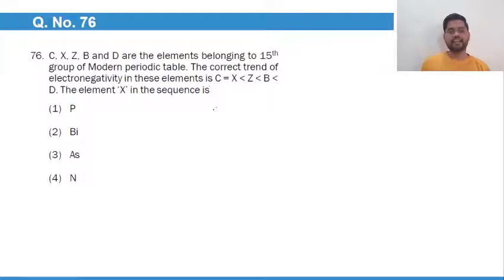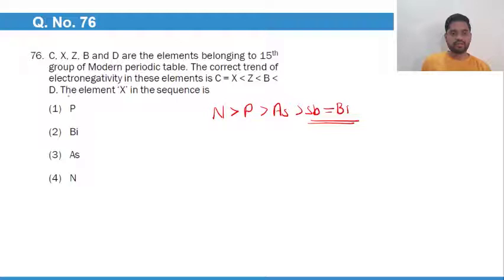C, X, Z, B and D are the elements belonging to 15th group of modern periodic table. The correct trend of electronegativity. So the trend of electronegativity, you should remember this thing. Highly electronegative is nitrogen, and then the electronegativity decreases to phosphorus, to arsenic, and so on. So this is increasing order.